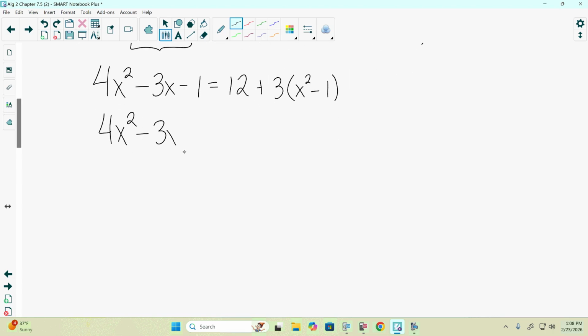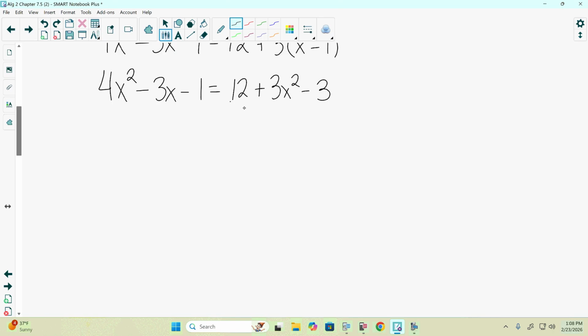Now the right-hand side has not been completely simplified. We still have to multiply through by 3. 3 times x squared is 3x squared. 3 times our negative 1 is negative 3. Now we could start trying to move terms at this point, but because we do have like terms on the right-hand side, it's going to be helpful to simplify those first. And our 12 minus 3 is going to give us positive 9. Questions on this here?